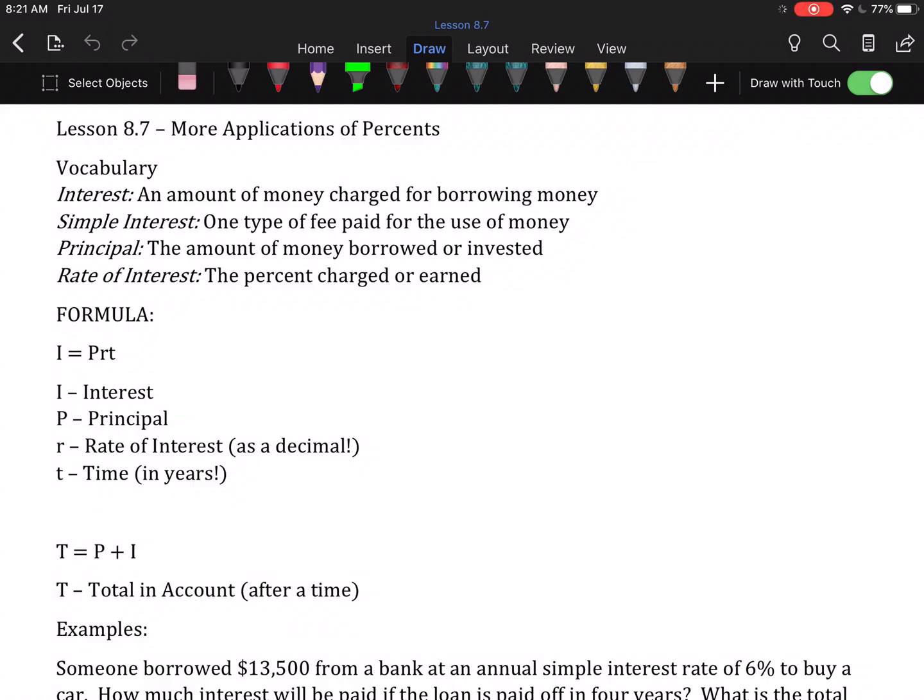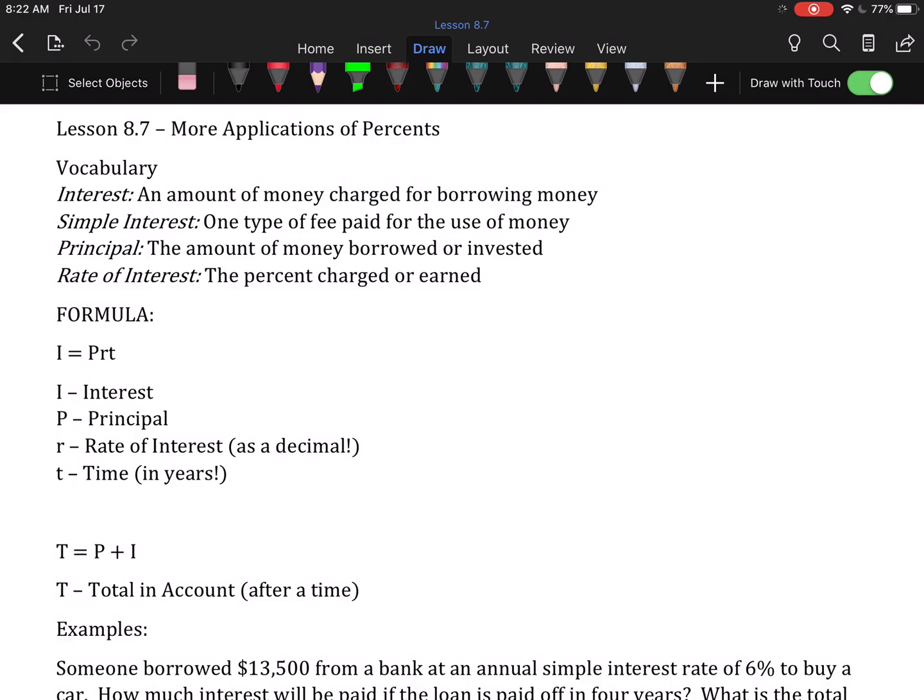More applications of percents will be the focus of the final lesson of Chapter 8, and actually this entire lesson focuses on simple interest. Interest is an amount of money charged for borrowing money. Simple interest is just simply one type of fee paid for the use of money.